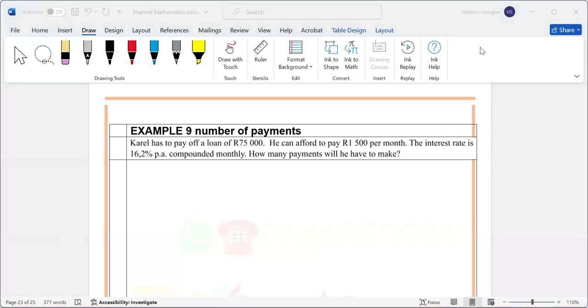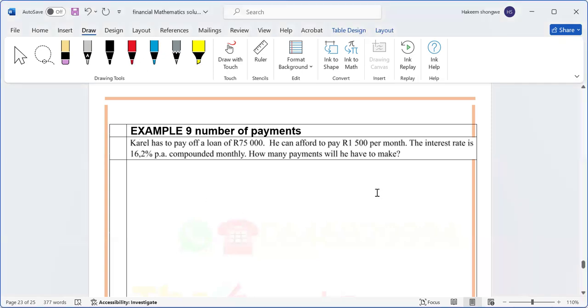They say Karel has to pay a loan of 75,000. He can afford to pay 1,500 per month at an interest rate of 16.2% compounded monthly. How many payments will he have to make? So they want to know how many payments he's going to make. They didn't say how many payments of 1,500. They said how many payments this person is going to make. So how do you approach this question?